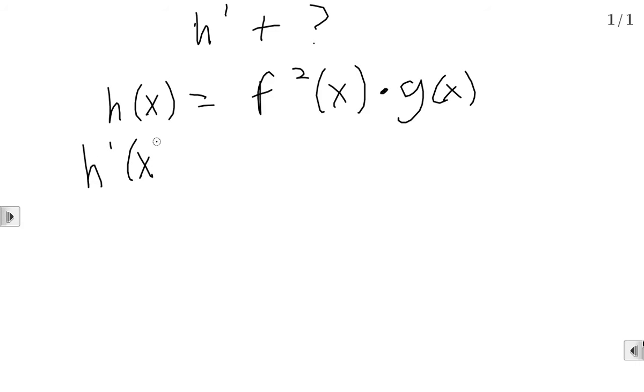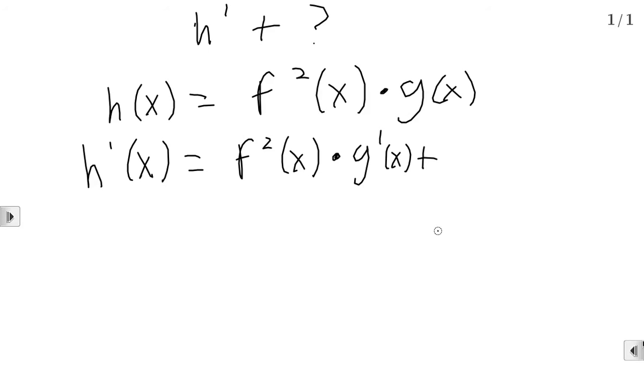So let's do h prime of x. First, let's leave this alone first. Let's say f squared of x times g prime, plus, and then now we're going to leave g alone, and it's this we need the derivative of. So the derivative of something squared is 2 times something times its prime. So that's the derivative of this term, and then we still need our g of x.